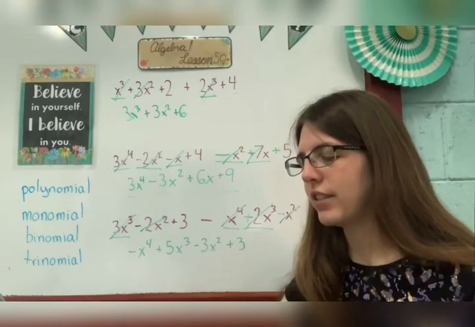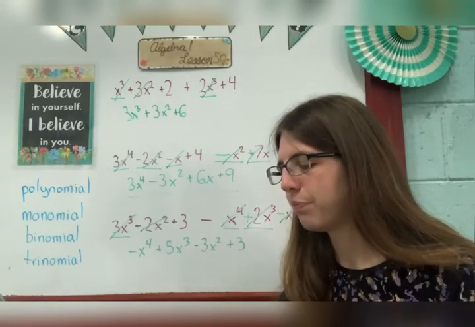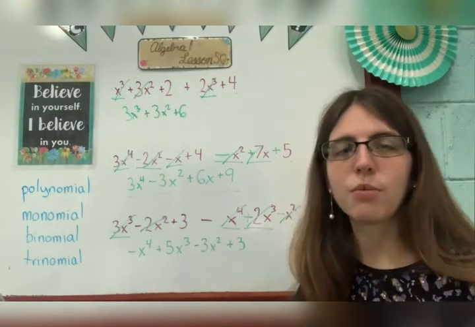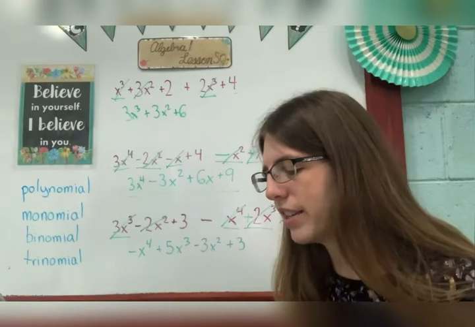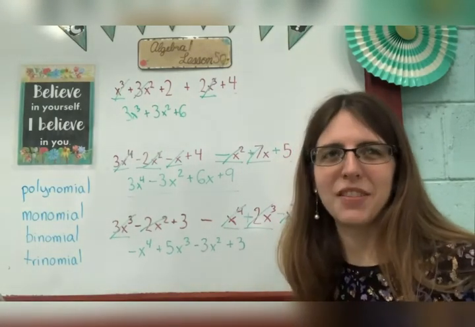Then letter C asks which of these are polynomials. That would be number 2, number 3, and number 4. The reason why number 1 is not is because you have a negative exponent. The rest all fit the definition.